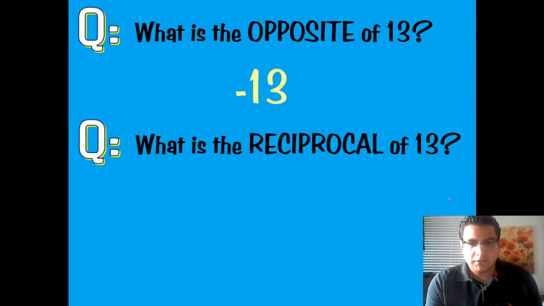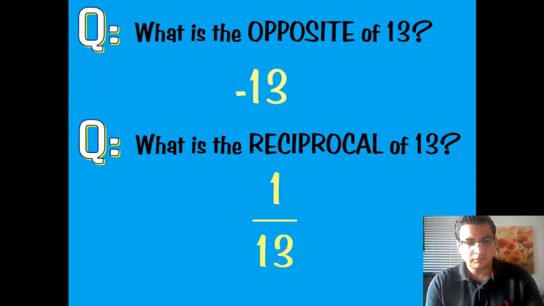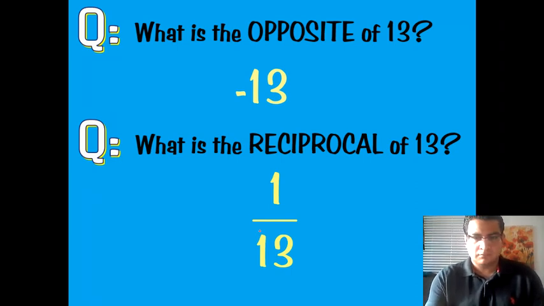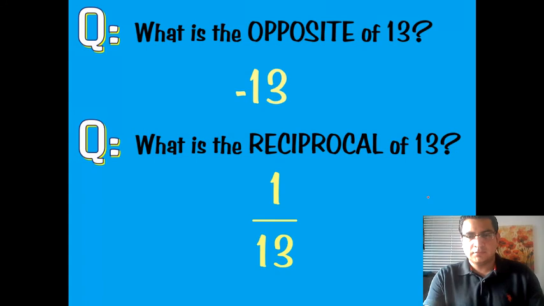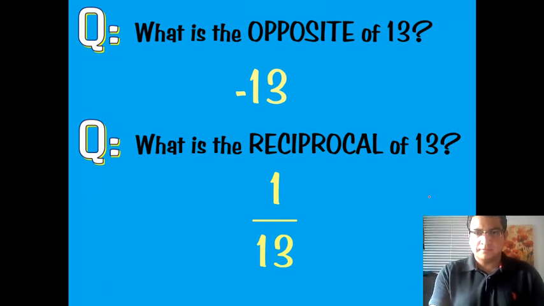All right. The next one here is what is the reciprocal of 13? So the reciprocal is 1 over the number. There should be 1 over 13. Okay. Go to the next one.